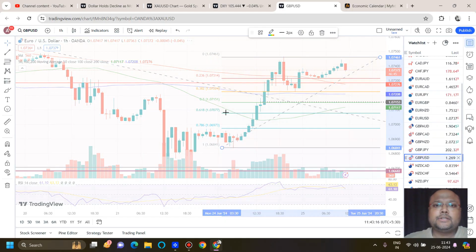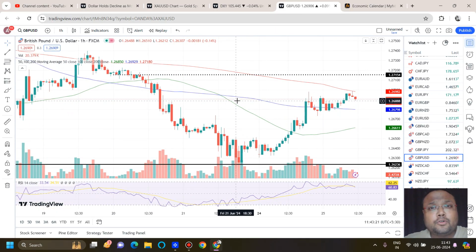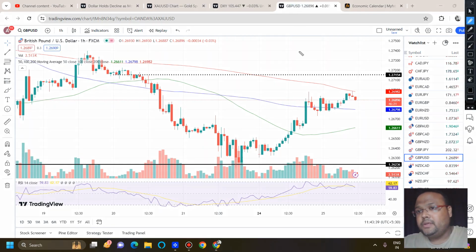Now let's talk about the chart of British pound US dollar. We have a similar story here. Again, I'll repeat that if you have any buy position, you can continue with the buy as long as DXY is showing signs of correction. The moment DXY takes support and bounces, you need to exit from the buy on Euro USD or GBP USD.